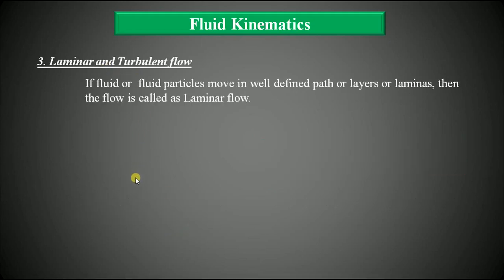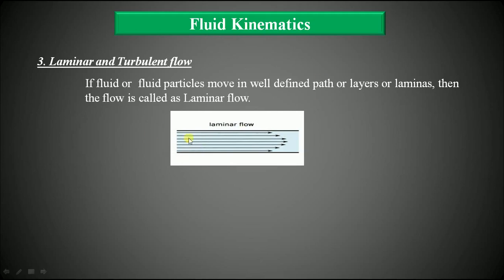Okay, next we go for the next example, laminar and turbulent flow. So what do you mean by laminar? First, we need to know laminar flow. So the definition is, if fluid or fluid particles move in a well-defined path or layers or laminars, then the flow is said to be laminar flow. Laminars means layers only. A layer means a particular defined path the particles will be following. So whenever the particles move in a particular defined path, then that flow can be called a laminar flow. So if you see the diagram, you can easily understand. Okay, so this is the example diagram I have taken.